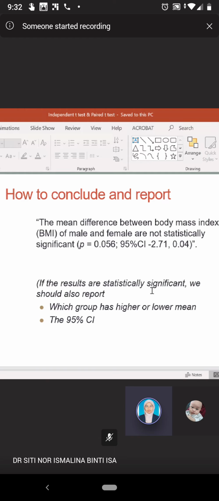So if the results are statistically significant, if the p-value of the test is significant, less than 0.05, we also need to report which group has higher or lower mean, and also need to report the 95% confidence interval.